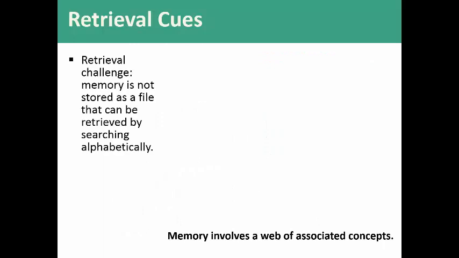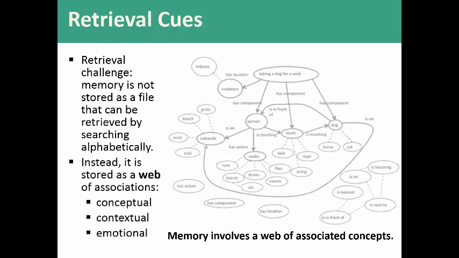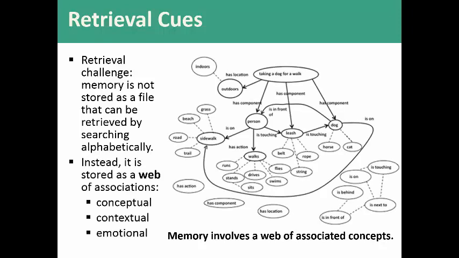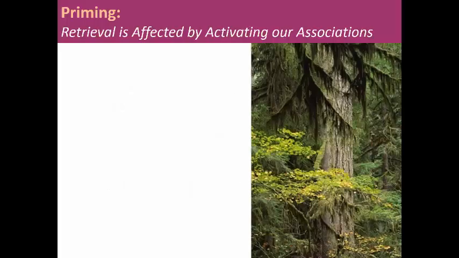So retrieval cues. Memory is not stored as a file, as we learned in the previous module, and it's kind of stored all over our brain. And so we can't necessarily say, okay, I want to find this, and then go in and pick up that file. It's not exactly how memory works. As we learned, memory is much more like a web of associations based on conceptual similarities, contextual similarities, and emotional similarities. So it involves a web of associated concepts. So sometimes, for example, just by having a smell or a first letter of a word, it can jog something, or by saying something else.